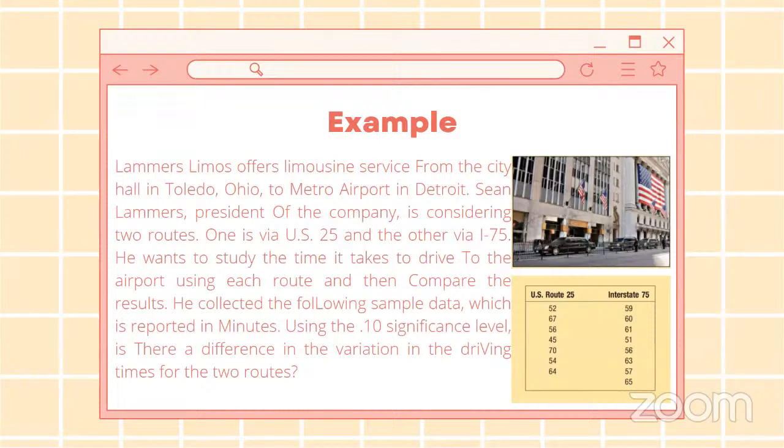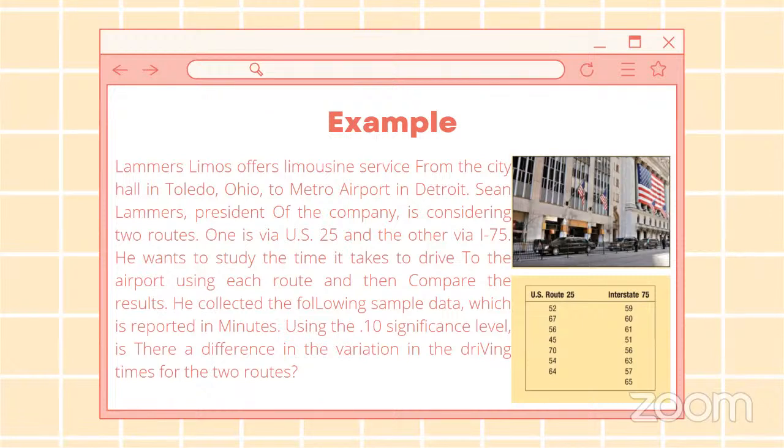Example, Lemmer's limousine service from the City Hall in Toledo, Ohio, to Metro Airport in Detroit. Sean Lammers, president of the company, is considering two routes. One is via US 25 and the other via I-75. He wants to study the times it takes to drive to the airport using each route and then compare the results. He collected the following sample data, which is reported in minutes.